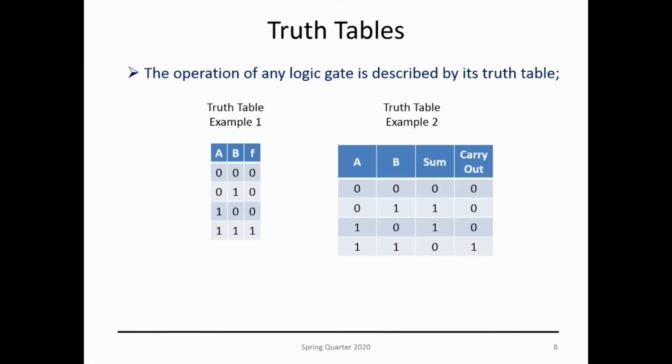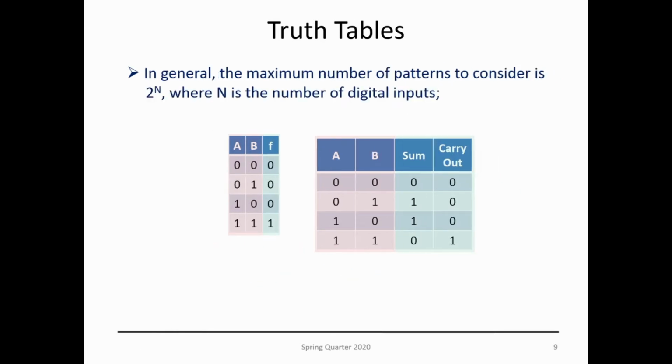Now let's look at truth tables. The operation of any logic gate or any Boolean expression can be described by a truth table. And we have here 2 examples. Both of them have just 2 bits, but this one has 1 output, this one has 2 outputs. So we organize the inputs and the outputs, and we also represent the patterns here based on 2 to the n, where n is your number of bits.